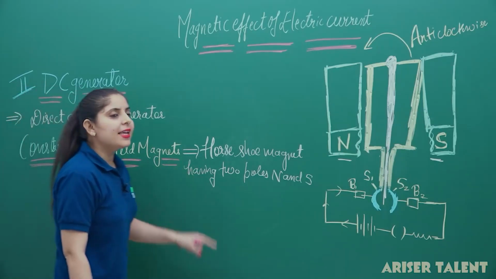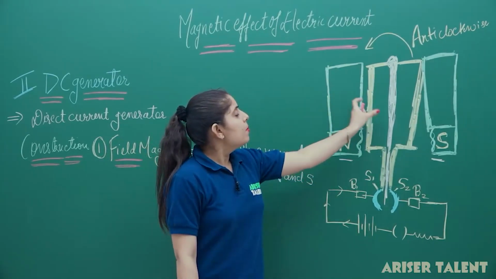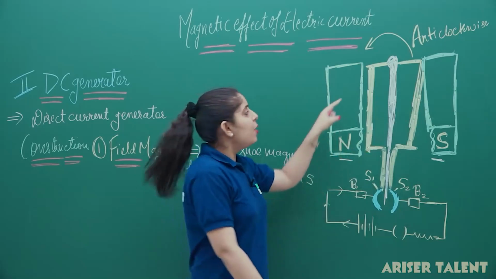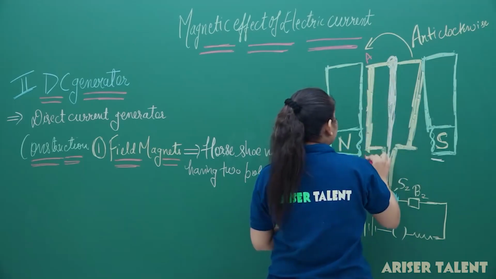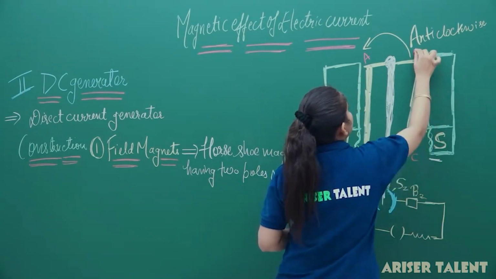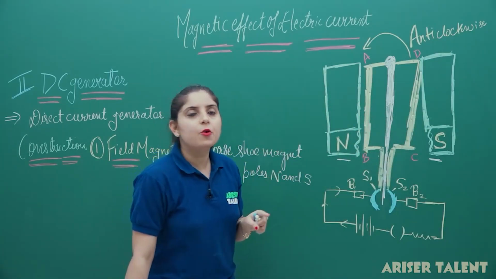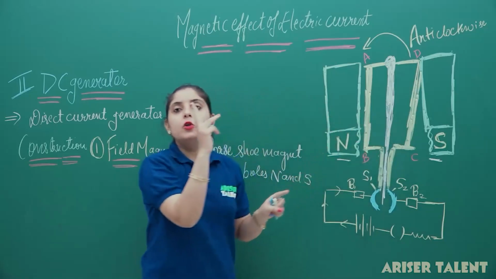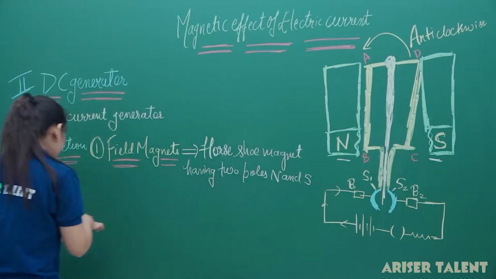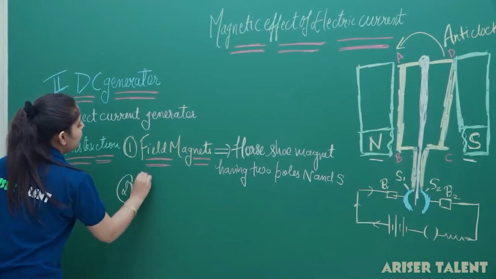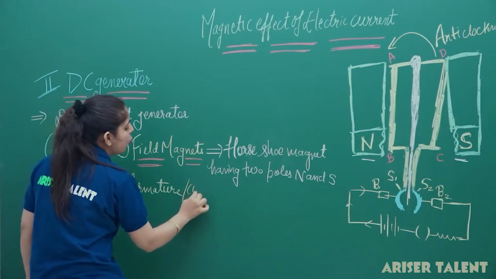Now, after taking the magnets, we have placed an armature between the north and south poles. I can name this armature A, B, C and D. You can see that the armature is made up of a soft iron core and is placed between the two poles of the magnet. So the second thing we have taken is the armature, or we can say it is a coil.